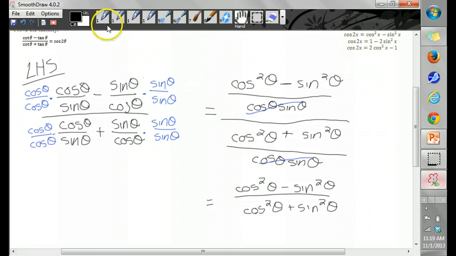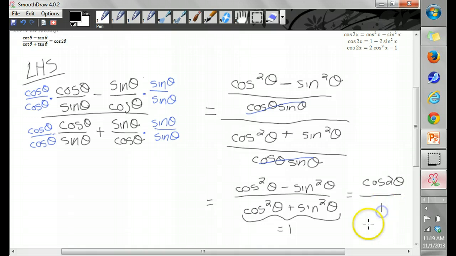The denominator is the Pythagorean identity, which means that our denominator is really just 1. So in our numerator, we've got cosine 2 theta, thanks to the double angle formula. And in the denominator, we've got 1, thanks to the Pythagorean identity. And so that's it. Our goal was to show that it looked like a double angle formula for cosine, and we just did that. So now we're finished with this example.